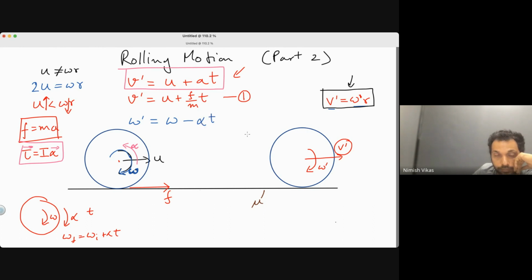This time. Yes, sir. Why? Because omega is one way and alpha is the other way. This is what is going to reduce your omega, which was too high, and bring it to omega dash, which is a lower value. Is that clear? Then as we replaced A with F by M using this equation, obviously we'll replace alpha with what? Torque by I, right? Right, guys?